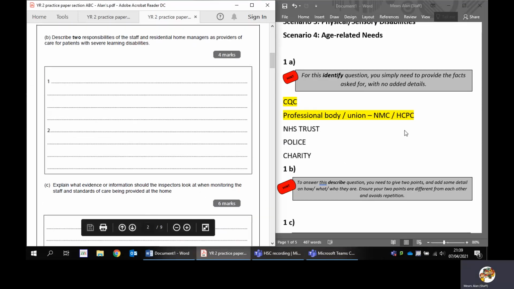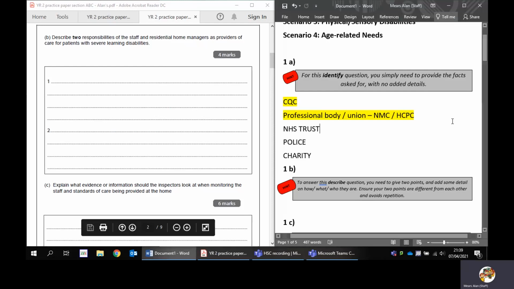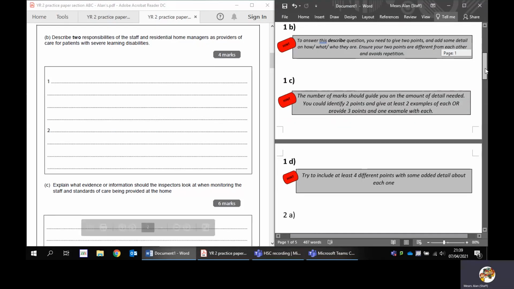So question 2B, or 1B, sorry. Scroll down a little bit more. So describe 2 responsibilities of the staff of a residential home as providers of care for patients with learning disabilities. So again, we're laying out what the responsibilities are.